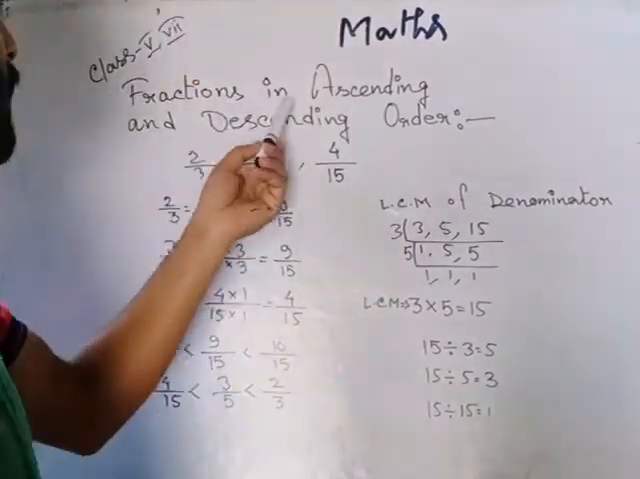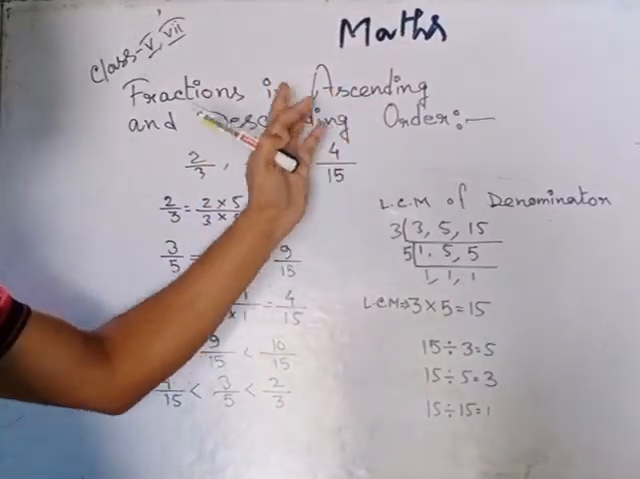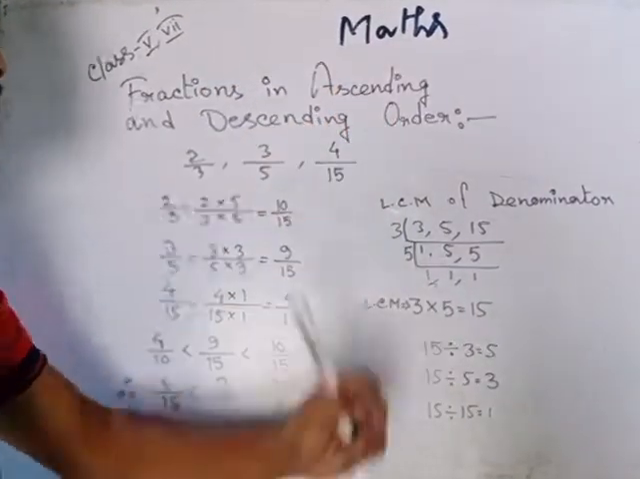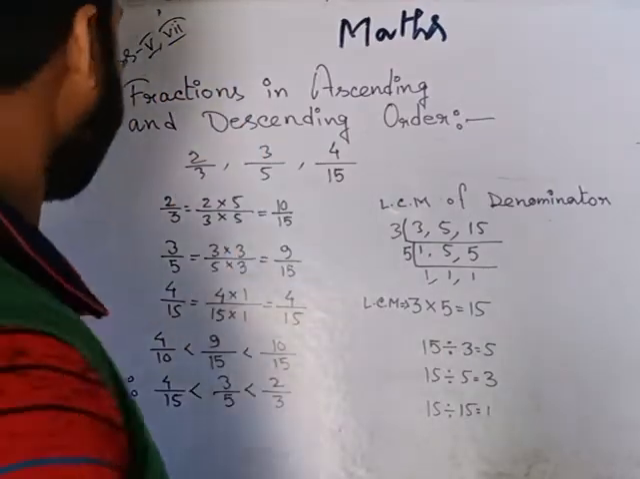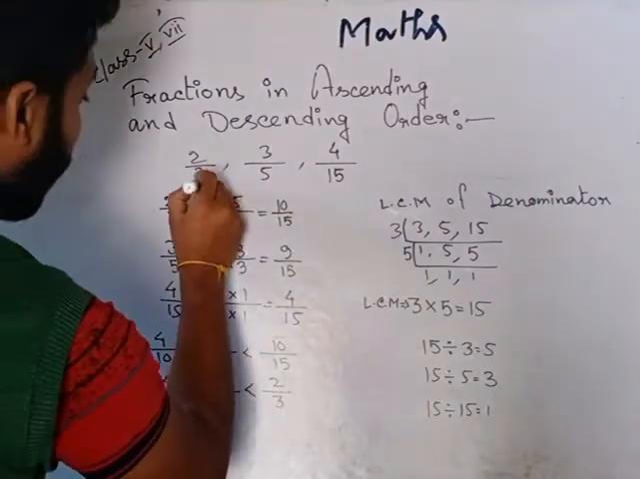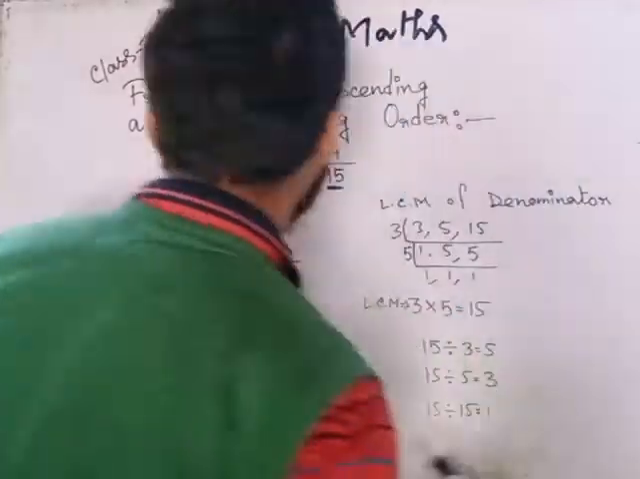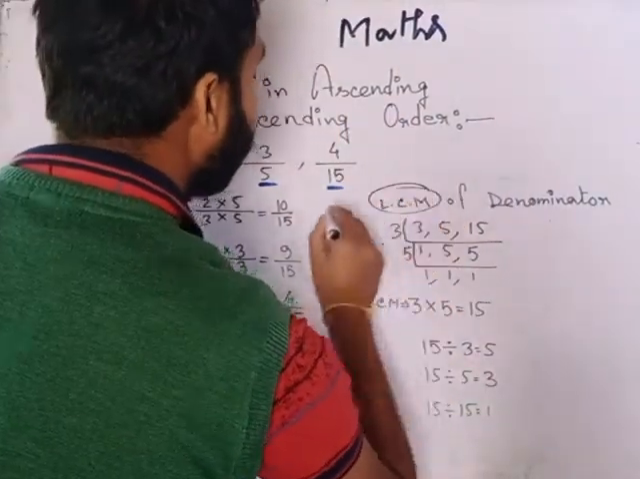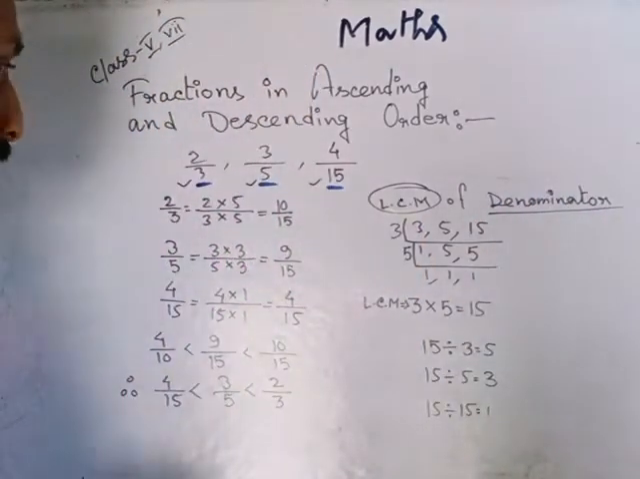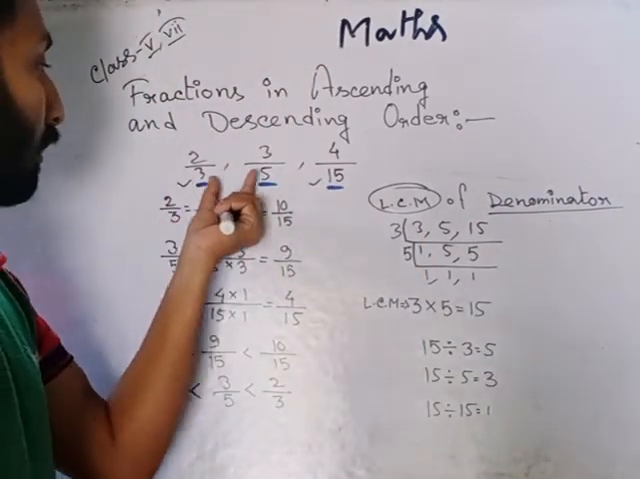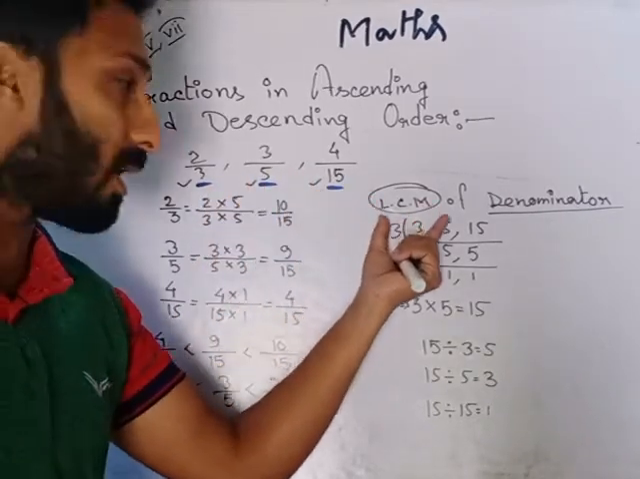Today I will start fractions in ascending and descending order. How to solve fractions in ascending and descending order, class 5 to 7 maths. If the denominators are different, at that time we should find out the LCM of these different denominators. If all the denominators are different, we should find out the LCM.